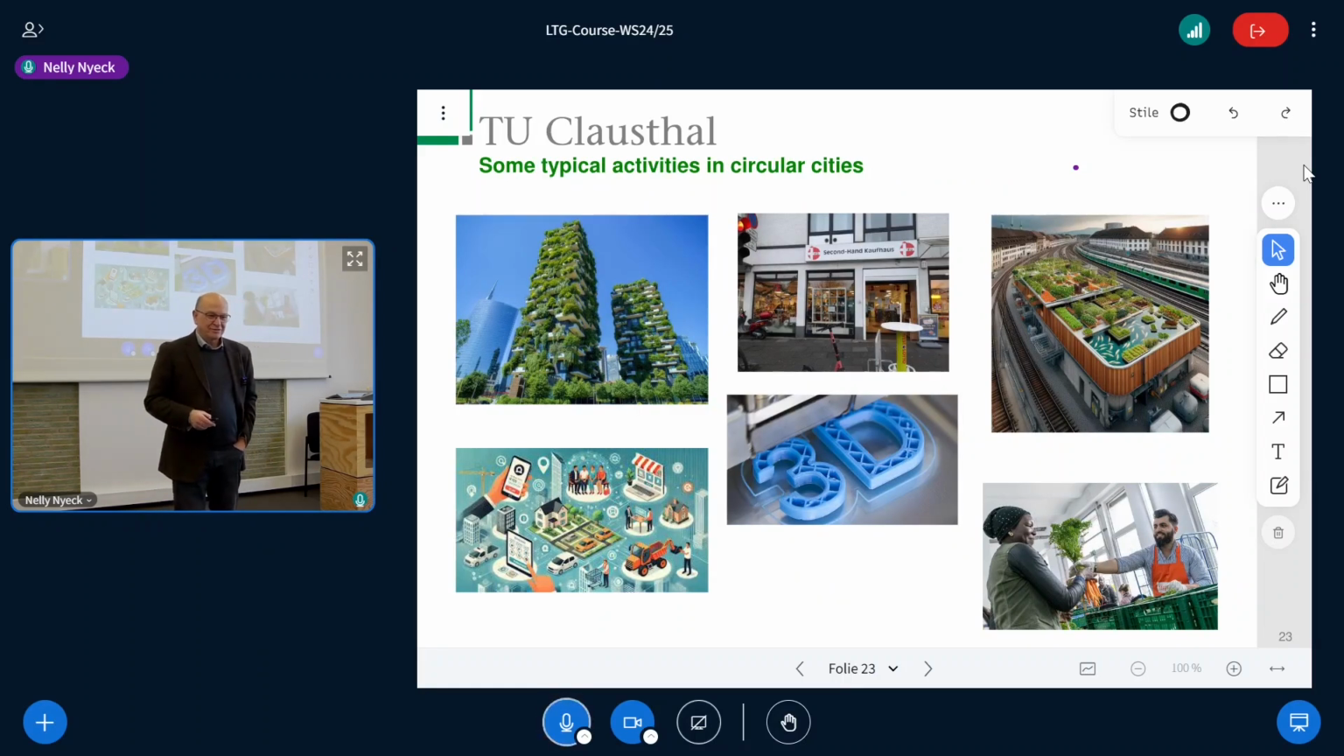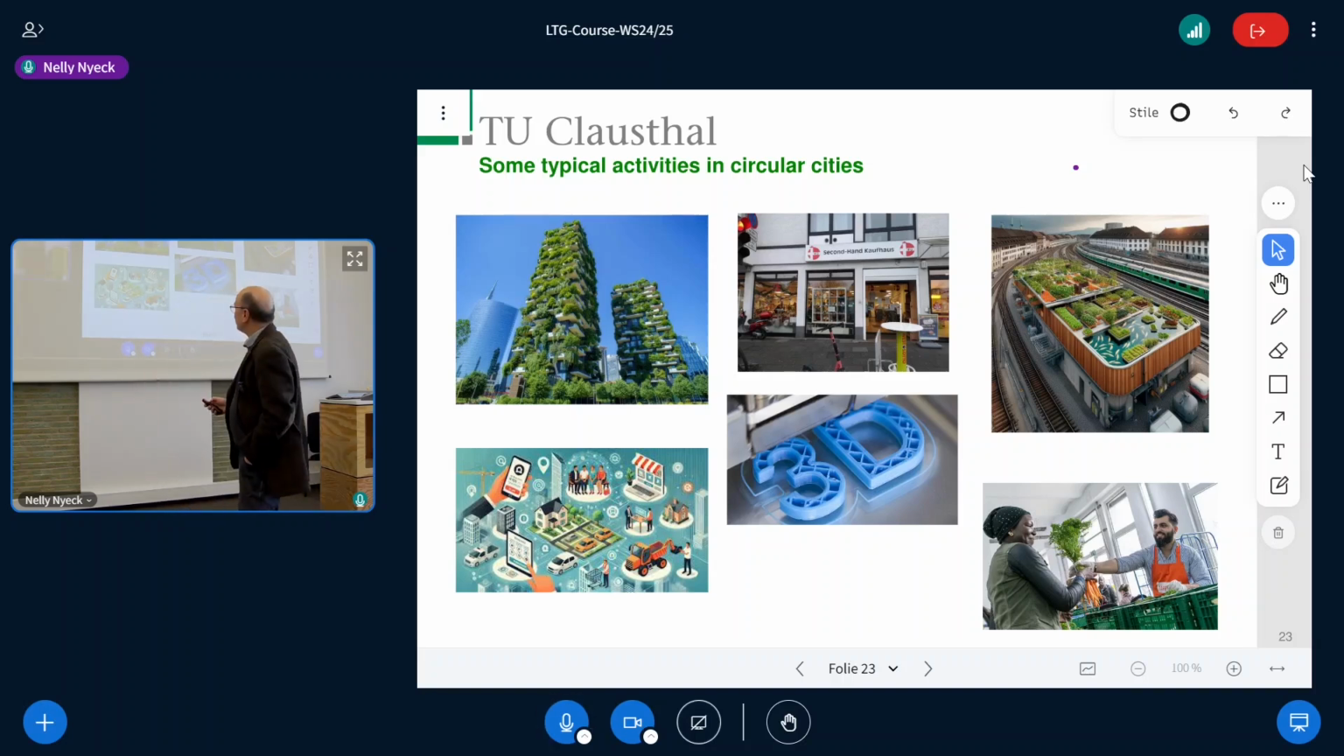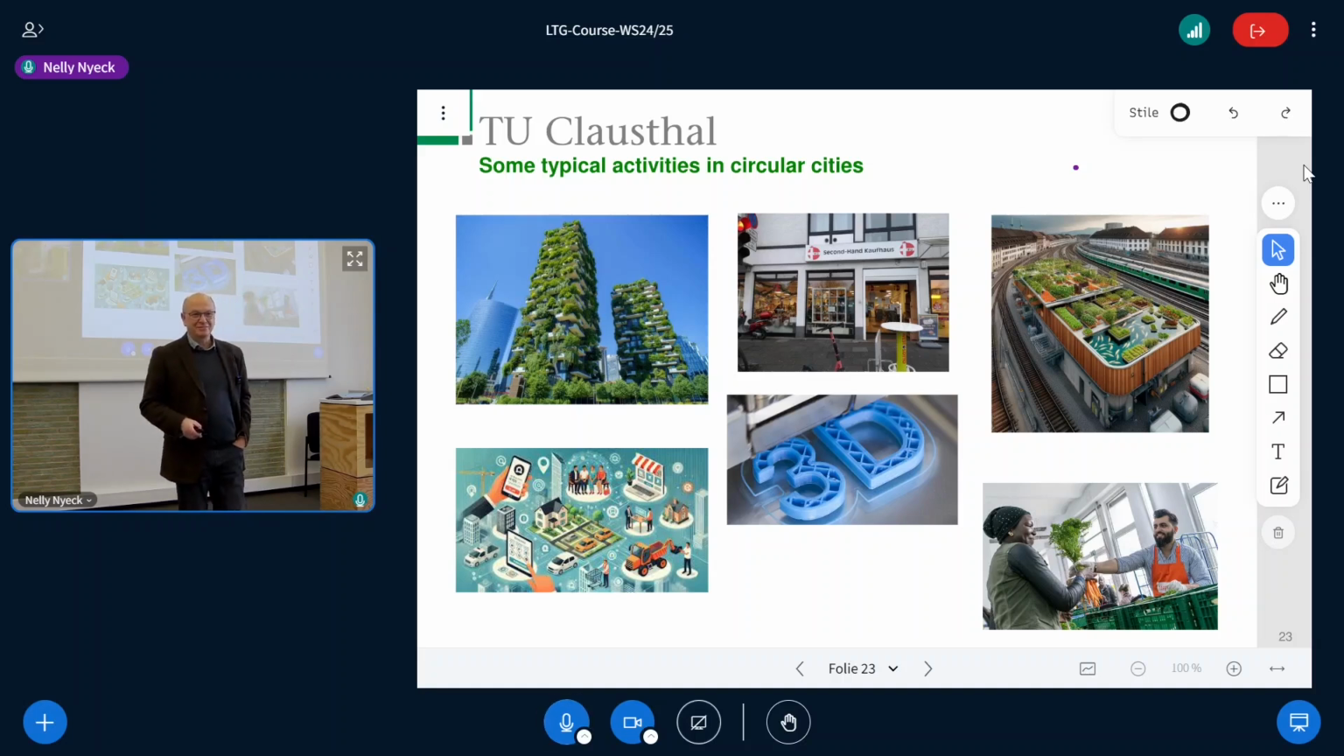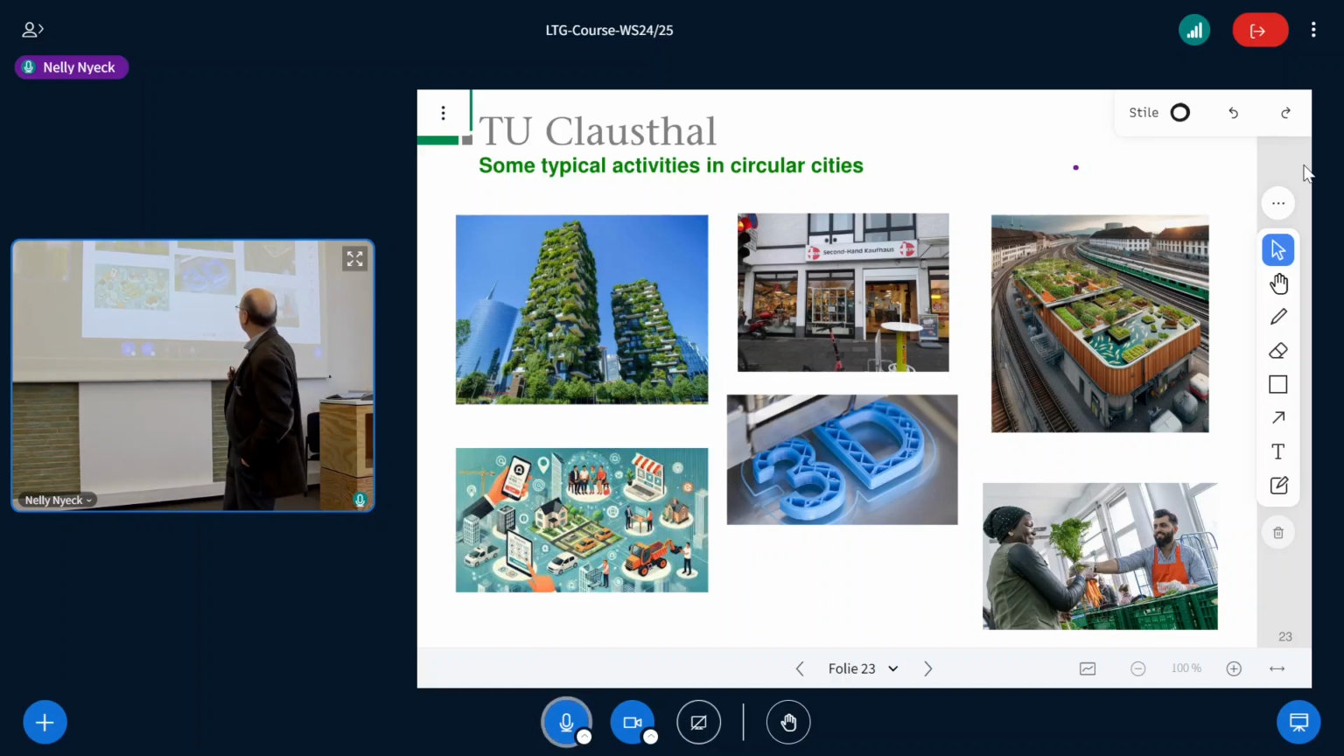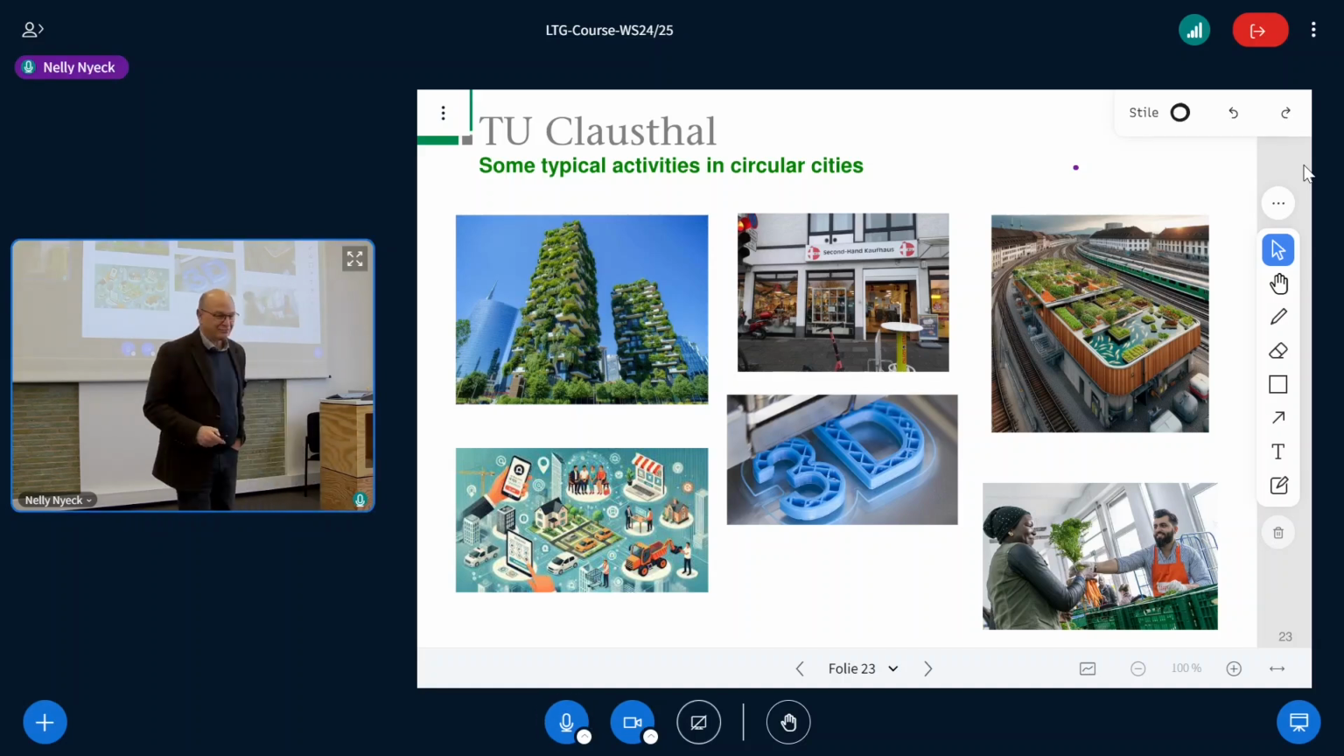Some typical activities in circular cities, of course, this is a very important thing. Climate change needs, as a result, that means we need plants on high houses. We need second-hand Kaufhaus here. We need, this is aquaponic, where you have it in the middle of a train station where you have fish and growing tomatoes and all that stuff. And the fish produce, besides their fish, also their excrements, and you use them as a fertilizer for the tomatoes. So that works very well.